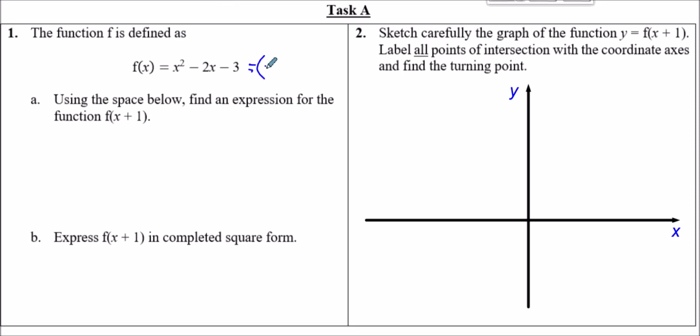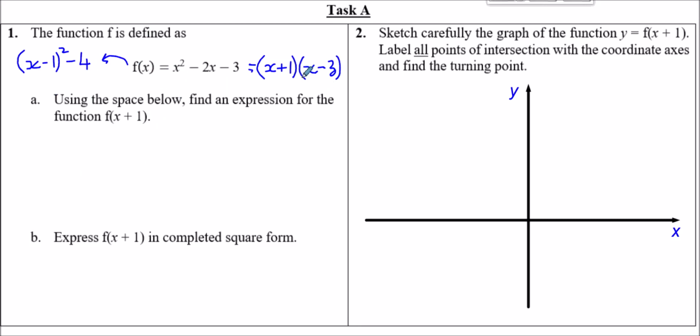So this one, remember, can be factorized into x plus 1, x minus 3. And in completed square form, we worked out that this was x minus 1 all squared minus 4. And before we actually go into question A, it doesn't ask you to do this, but I'm just doing it for illustration purposes. I'm going to plot f of x anyway.